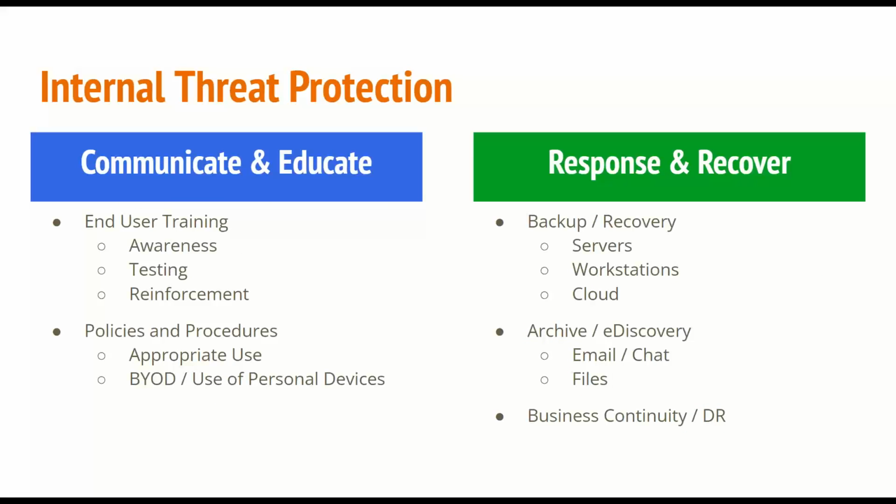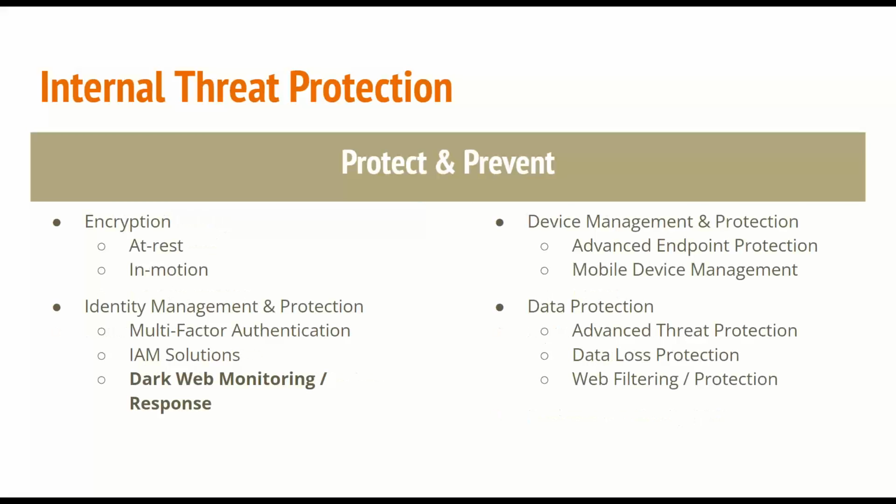So again, here, user training is important. Those policies and procedures need to be in place, and should something happen, your response and recovery mechanisms need to be in place. And again, here with internal threat protection, we emphasize not only what I went into detail on with confidentiality, integrity, and availability, but similar to the external threat protection, dark web monitoring, we see having value with internal threat protection as well. And it's something that many companies don't have in place.